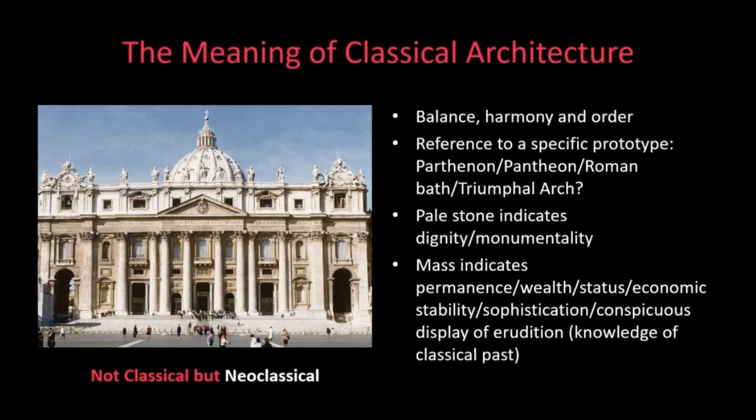The meaning of classical architecture is defined by those principles of rationality, symmetry, balance, harmony, and order that were characteristic of the Parthenon. But here you can see a building that isn't classical, but in fact neoclassical, or new classical. It was completed in the 17th century, and it's St. Peter's Basilica in Rome, the largest Christian church in the world.